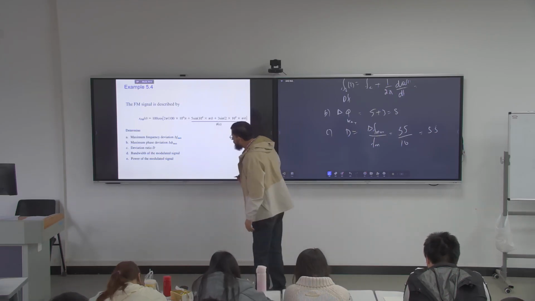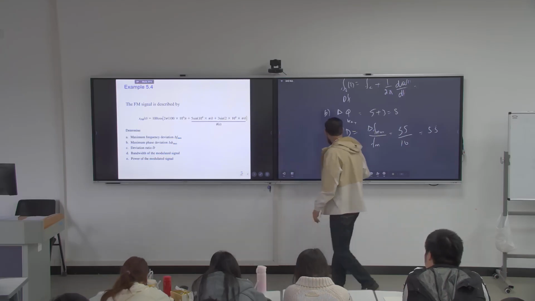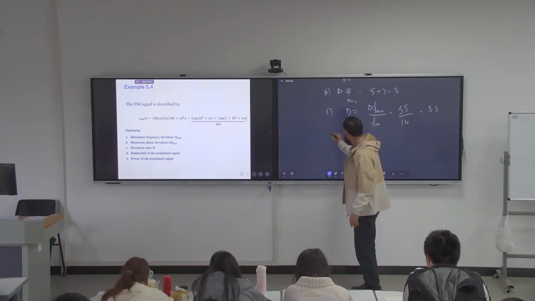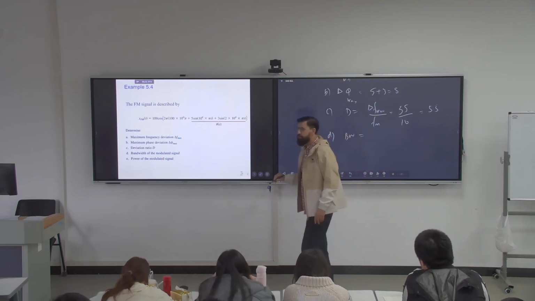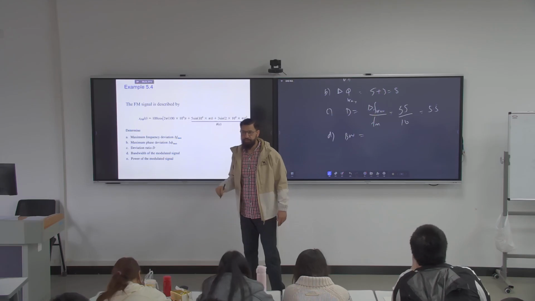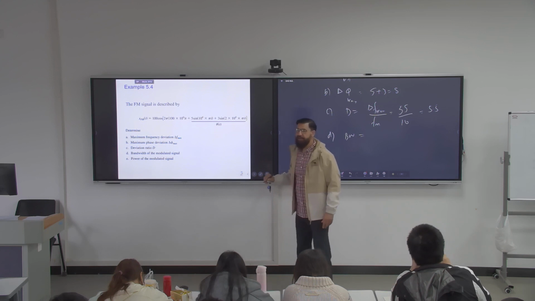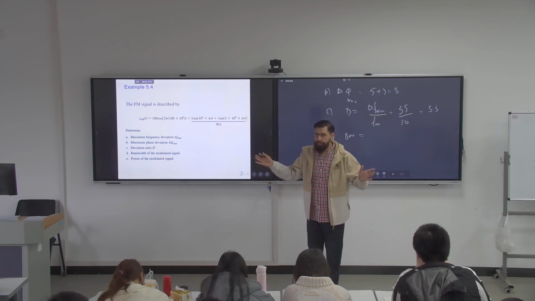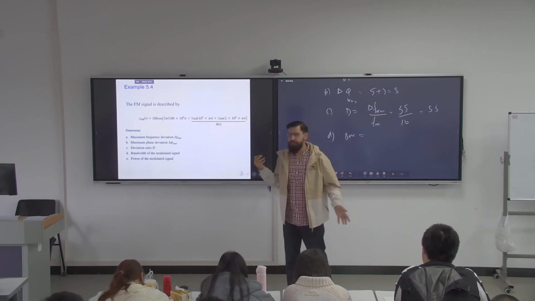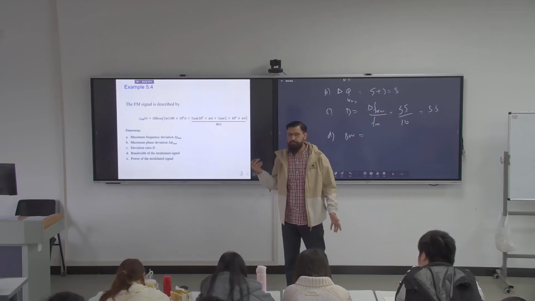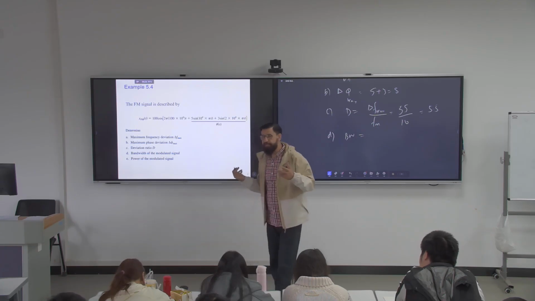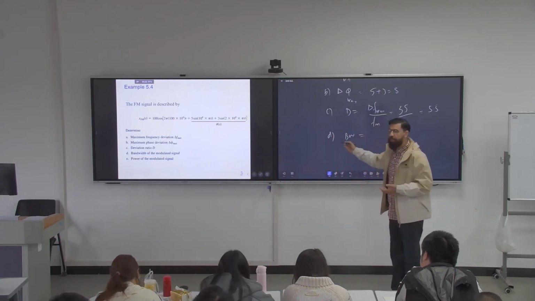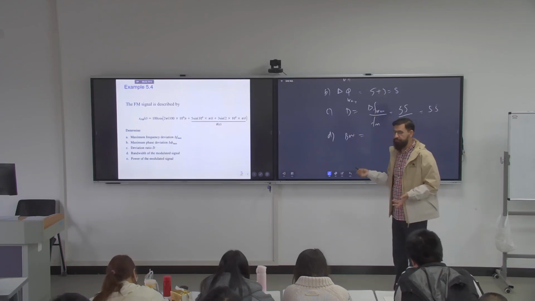Now, next is the bandwidth of the modulated signal, which means we are talking about the FM signal. How much is the bandwidth? The first question is, I need to find out whether it is a wideband frequency modulated signal or a narrowband one. If it's narrowband, beta should be very small compared to 1. If beta is very small compared to 1, then I can choose the bandwidth as 2 times fm.